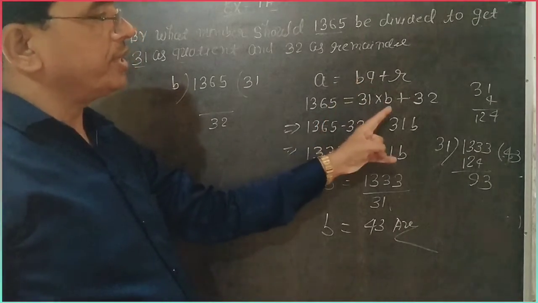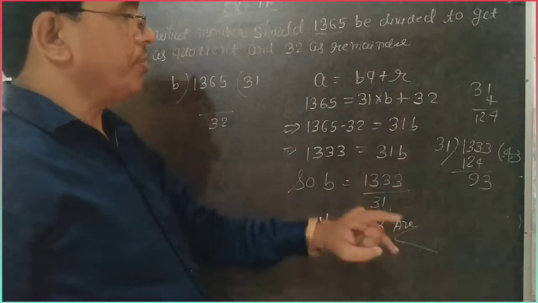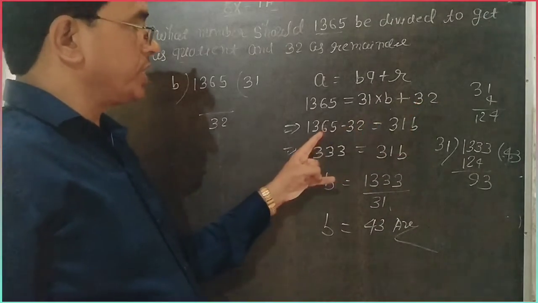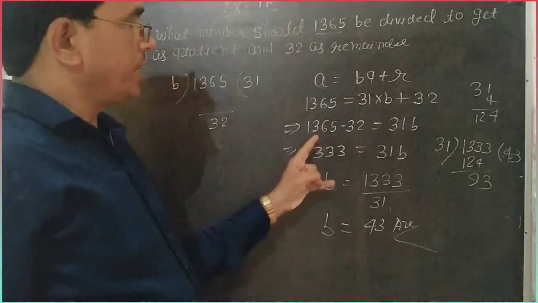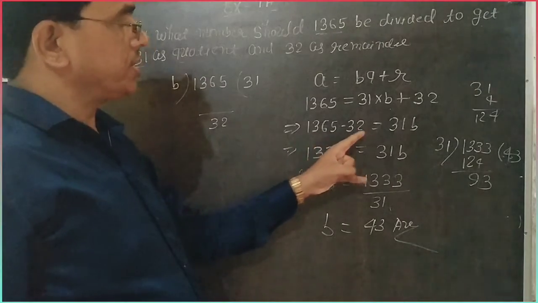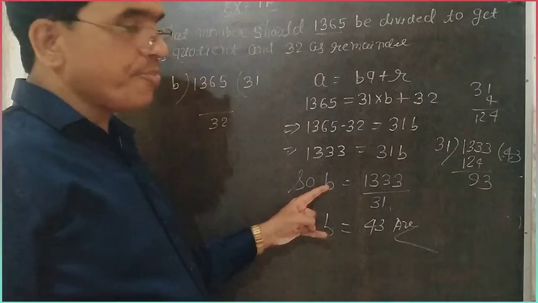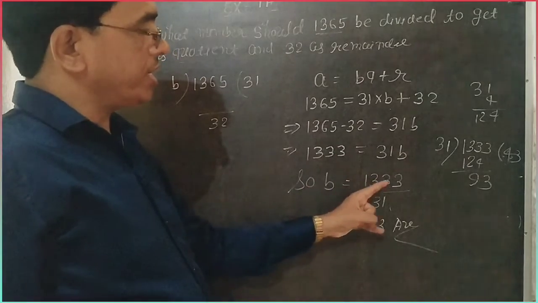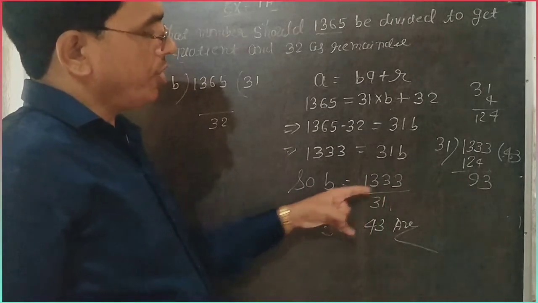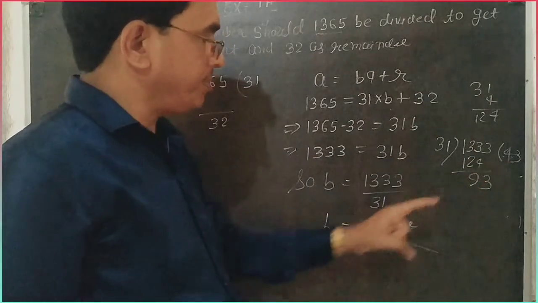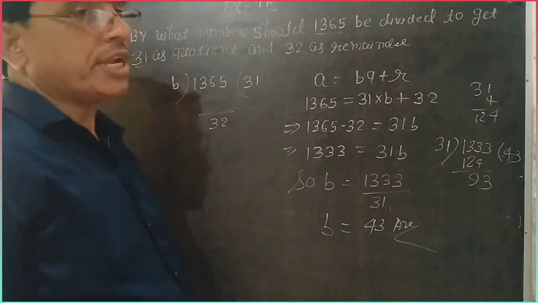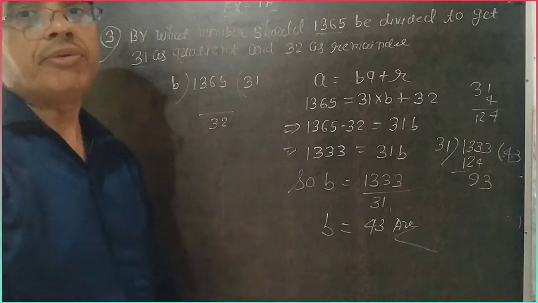I denote the divisor by b, plus 32. This 32 plus goes to this side, that is minus. Then 1365 minus 32, you get 1333. It is equal to 31b. So what is b? Then b is 1333 by 31. So divide it, 43 times. So it is clear, the divisor is 43. So b is equal to 43.